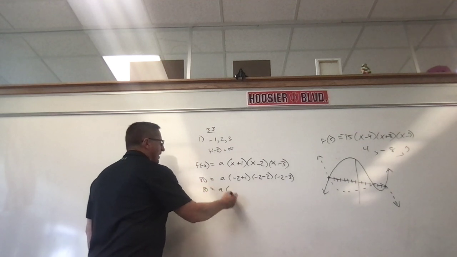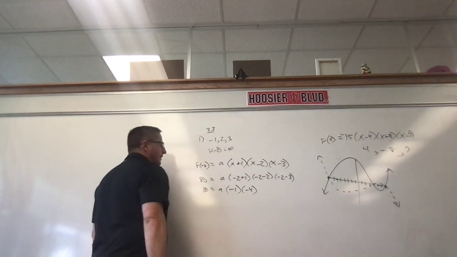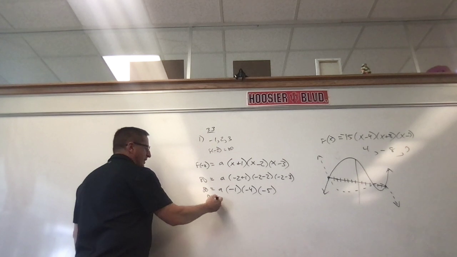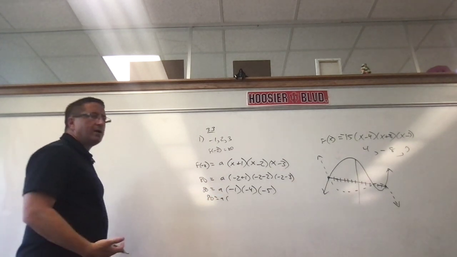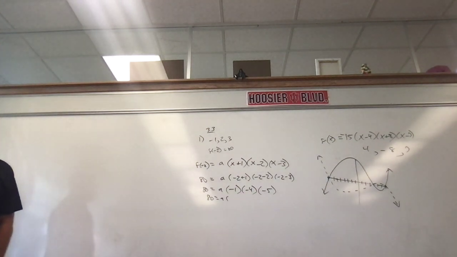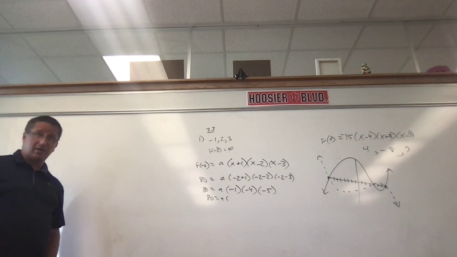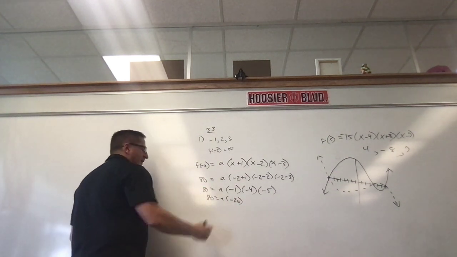80 equals A times -2 plus 1 is -1. -2 minus 2 more is -4. -2 minus 3 more is -5. 80 equals A times -1 times -4 times -5. Just make sure we're all on the same page here. You might still be on summer mode. True or false? -1 times -4 times -5 is going to be a negative answer because they're all negative. Is that the reason? No, it's because it's an odd number of negatives. If I had 20 negatives and times them together, you're going to get a positive. Okay? So it's going to be -20. Divide by -20.